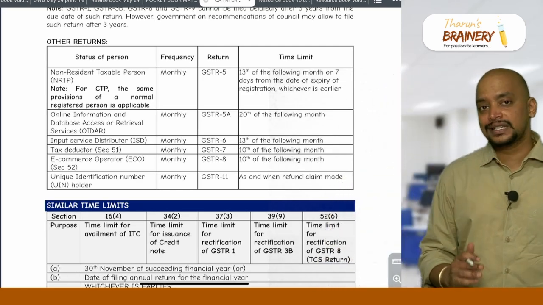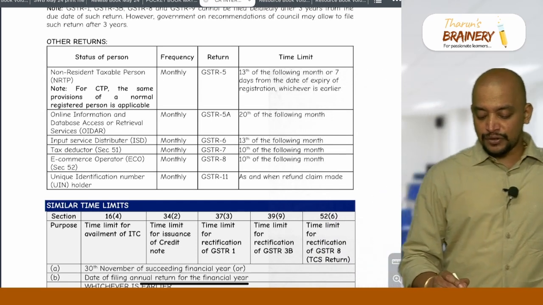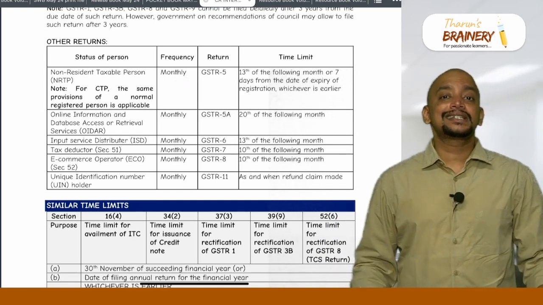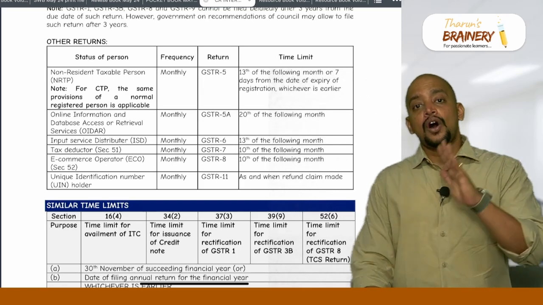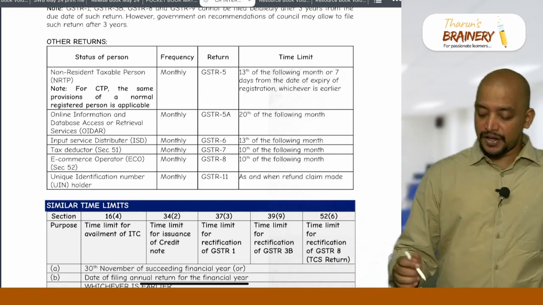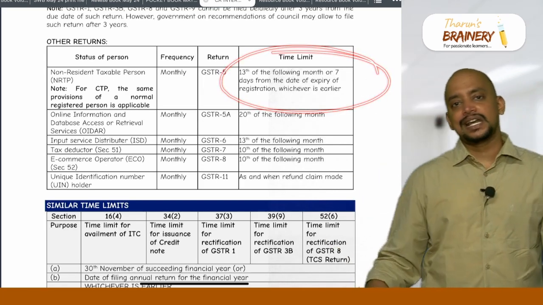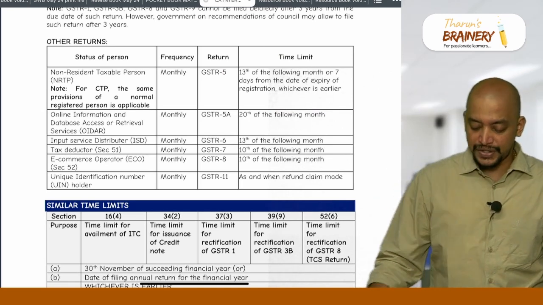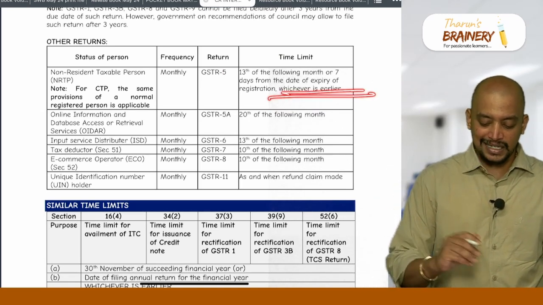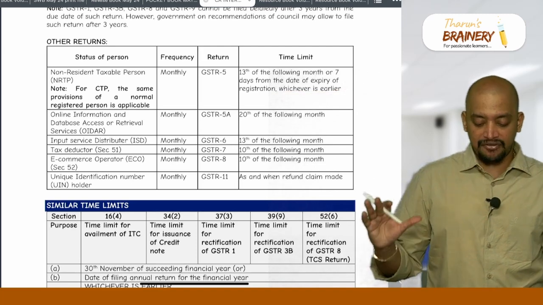So that non-resident taxable person is required to file a monthly return in GSTR-5. What is the time limit? 13th of the month following every month, or 7 days from expiry of registration, whichever is earlier, will be taken as the time limit for filing GSTR-5.